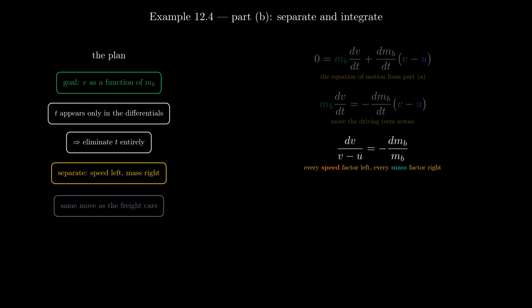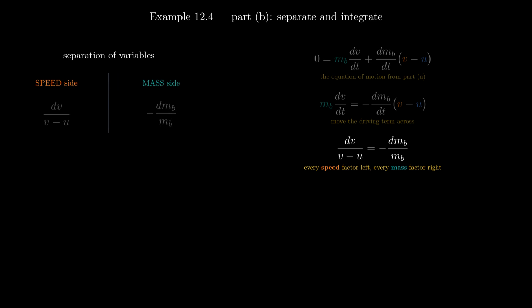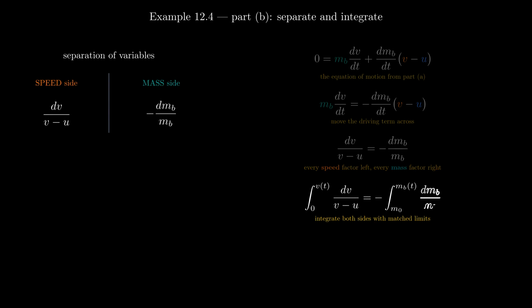Separation of variables, exactly as with the freight cars: every speed factor on the left, every mass factor on the right. Now integrate both sides with matched limits. The boat starts at rest, so the left side runs from v equals 0 up to v of t. The boat starts at mass m0, so the right side runs from m0 up to m sub b of t.